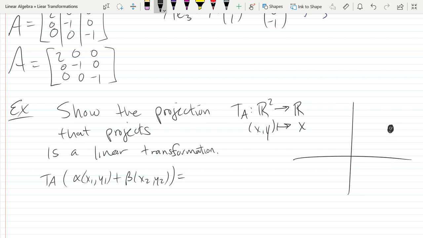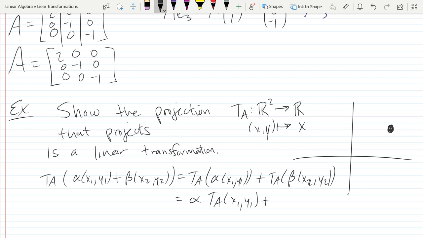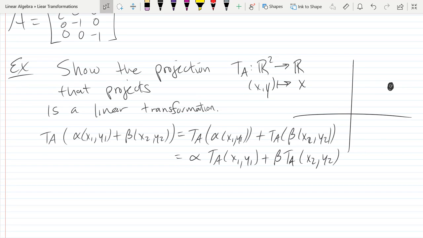The first one is splitting over addition. So it'll be TA of alpha (x1, y1) plus TA of beta (x2, y2). And then hopefully we can pull the alpha out and write it as alpha TA(x1, y1) plus beta TA(x2, y2). All right, so let's prove this right now.